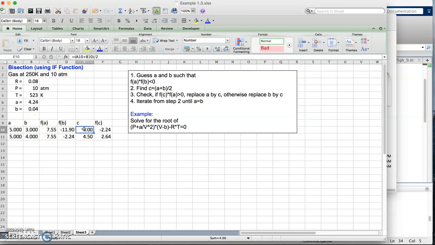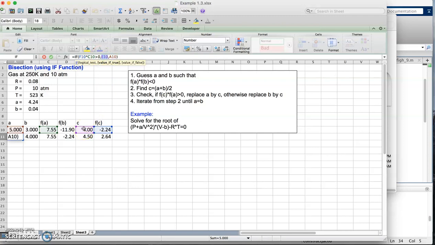So this is our old c. Now here we're going to replace b by c. So c used to be 3, now it's 4 because it's replaced by c. But how can we do this in Excel? So the first condition we had was if fa times fc is positive, then we're going to replace. So in the if statement, you just write a comma, and then if this condition is true, we're going to replace it by the next argument, which is E10.